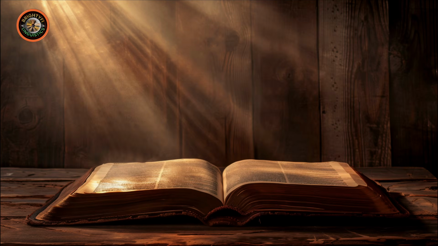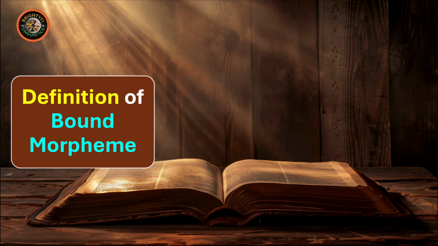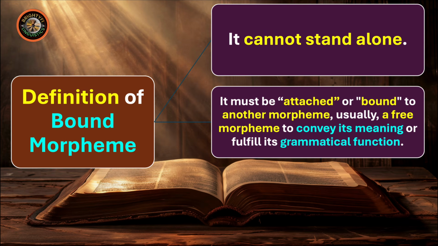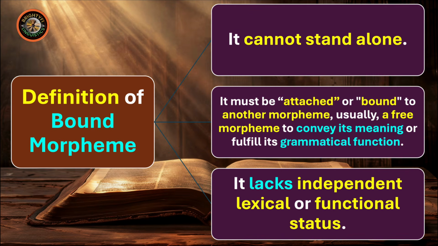We move on to the next, that is the definition of bound morpheme. What's that? It cannot stand alone. It must be attached or bound to another morpheme, usually a free morpheme, to convey its meaning or fulfill its grammatical function. It lacks independent lexical or functional status. So the bound morpheme itself suggests that it is bound. It is linked. It is attached to complete its meaning with the free morpheme. It does not have its independent identity, or it does not convey its own message independently.